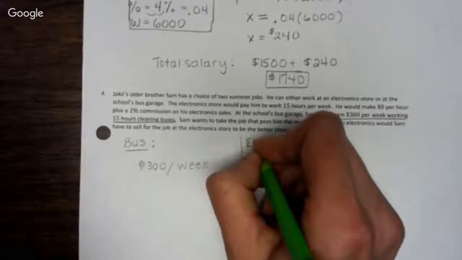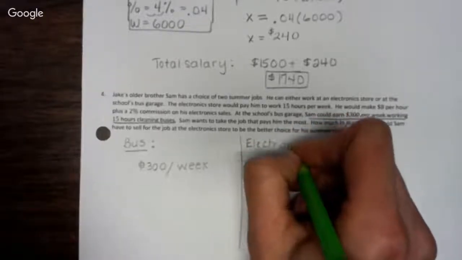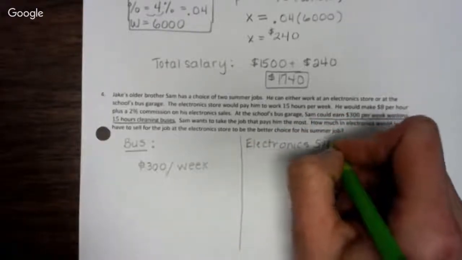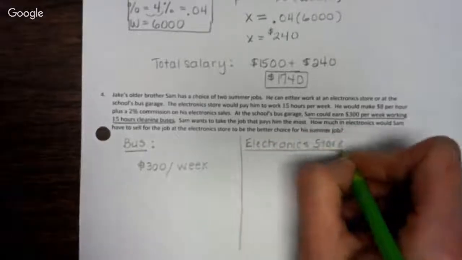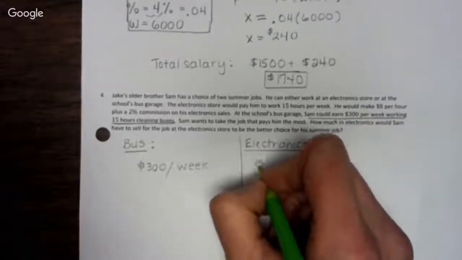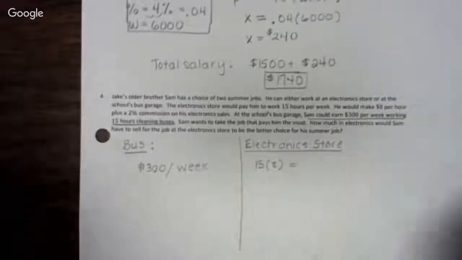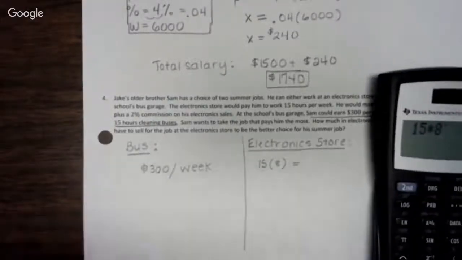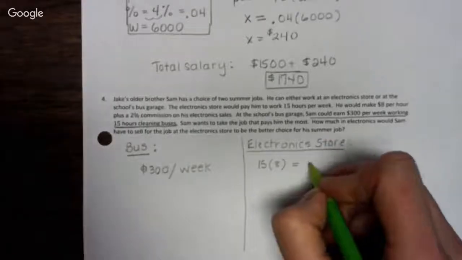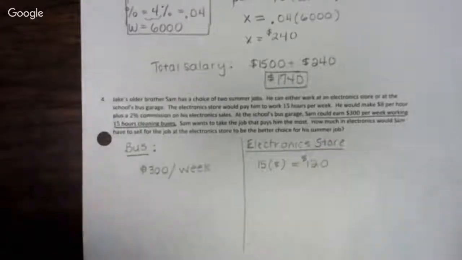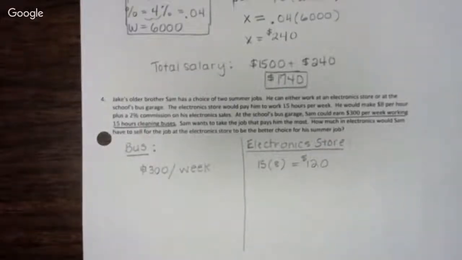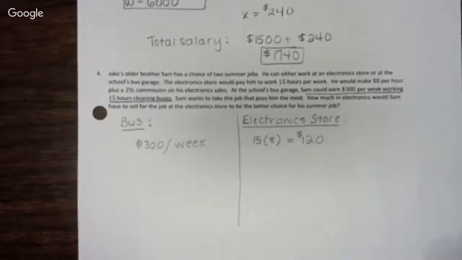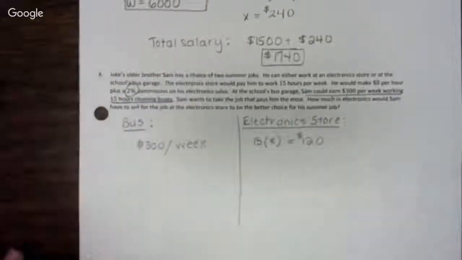Now, let's talk about the electronics store. It says that he's going to work 15 hours a week, earning $8 per hour. So first, let's figure out how much that's going to be. 15 times 8 gives us $120. So no matter what, just for working, he's going to make $120. He also makes a 2% commission.